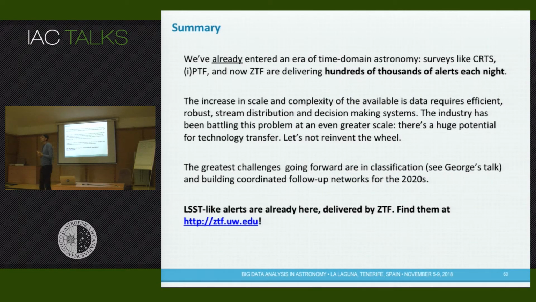So I'll end with that, and I'll just put up this kind of a summary. So we're already in the era of time domain astronomy. It's not something that we have to wait for. That's already here. The increase in scale and complexity of the available data requires systems that, in essence, already exist in the industry. And it took some time for us to recognize that and to adopt them. But I think that part of the problem, in some sense, is now solved, or it has been solved for us. The greatest challenge going forward by far, I think, is classification, because we cannot ask humans to classify millions of objects in real time.